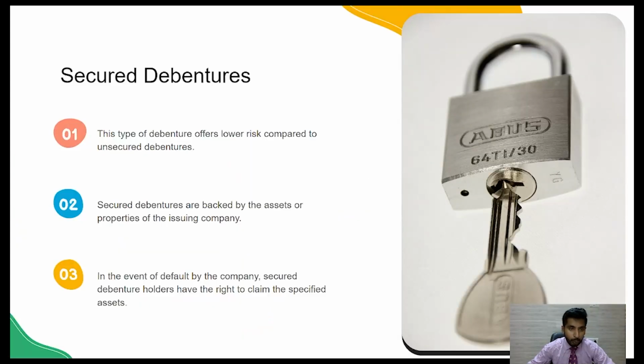Next up comes the secured debentures. This type of debenture offers lower risk as compared to unsecured debentures. Secured debentures are backed by the assets or properties of the issuing company. In the event of default by the company, secured debenture holders have the right to claim the specified assets.